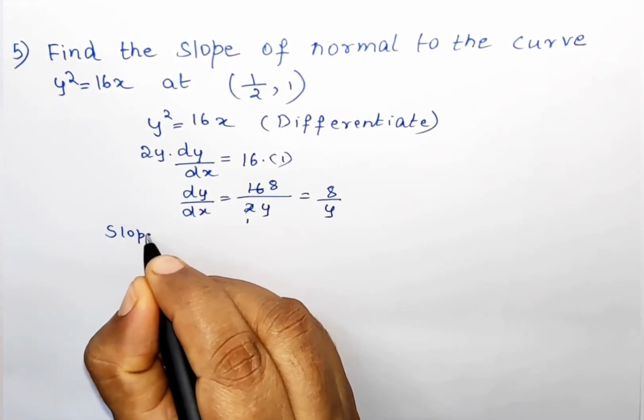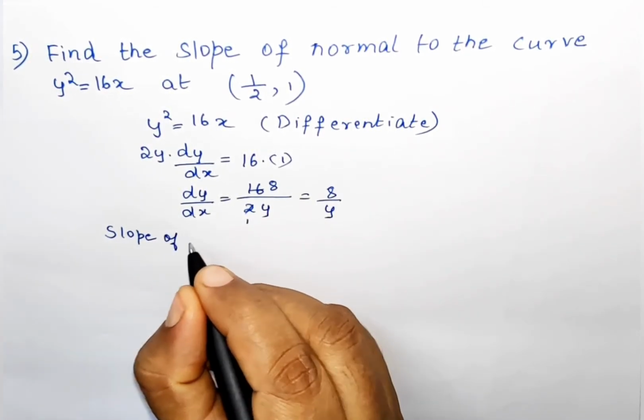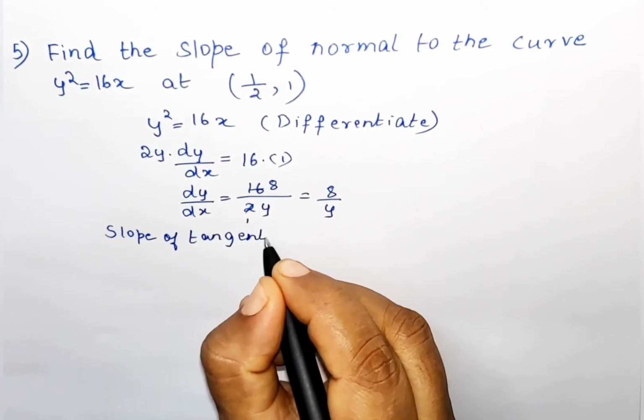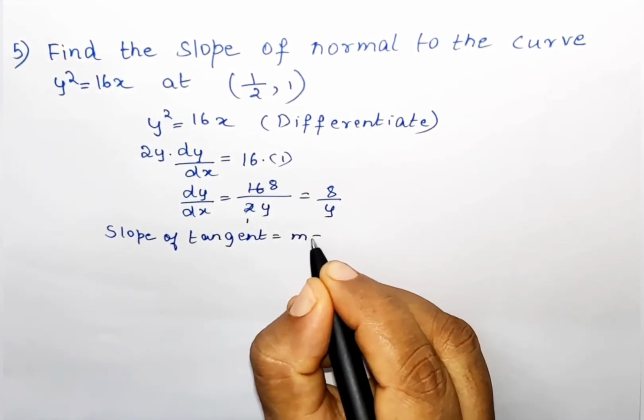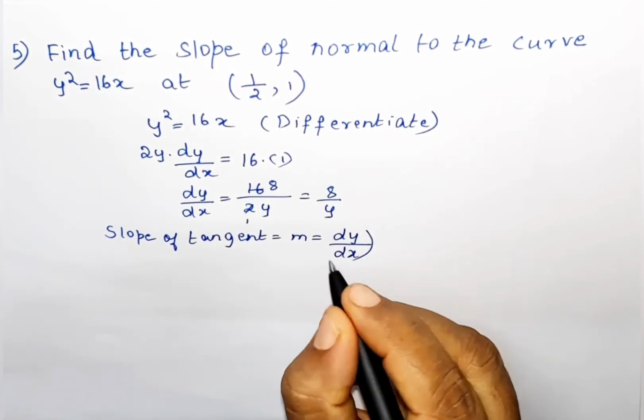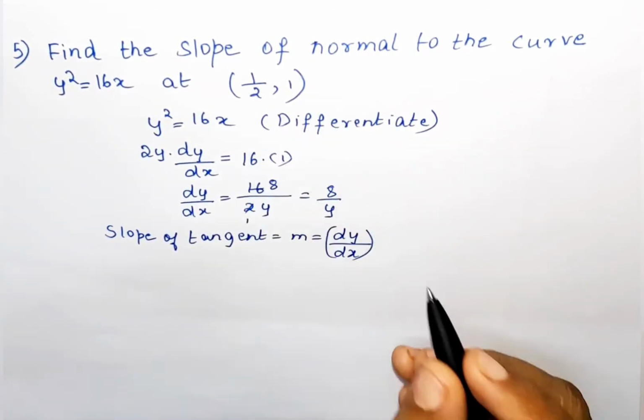Now we have to find the slope of the tangent first. To find the slope of the normal, first you have to find the slope of the tangent. So the slope of the tangent is m. m is equal to dy by dx at half comma 1.